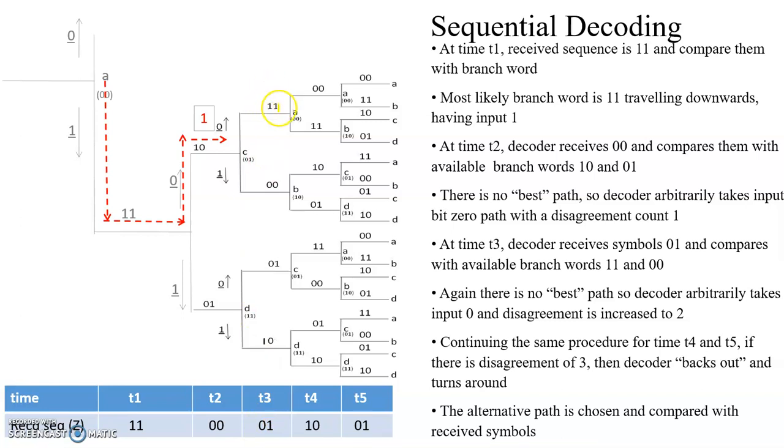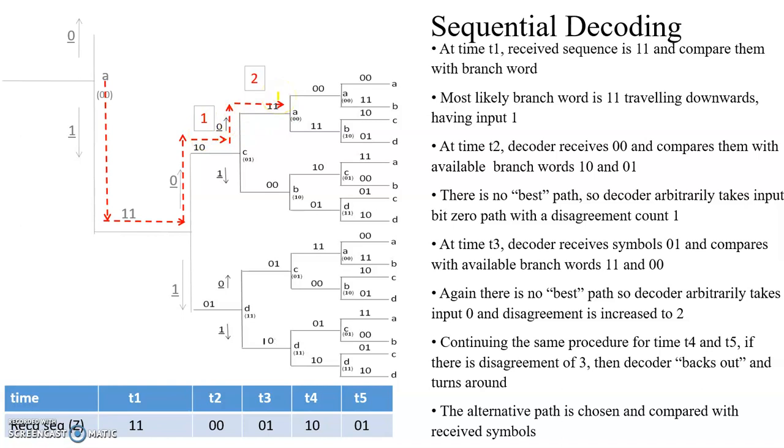Again here we see two output paths, that is 1 1 and 0 0, which are not matching with 0 1. So we choose the upper path by default. And if you compare 1 1 with 0 1, the first bit is different. So this disagreement count is 1 plus this disagreement count, that is the total disagreement count will be 2.